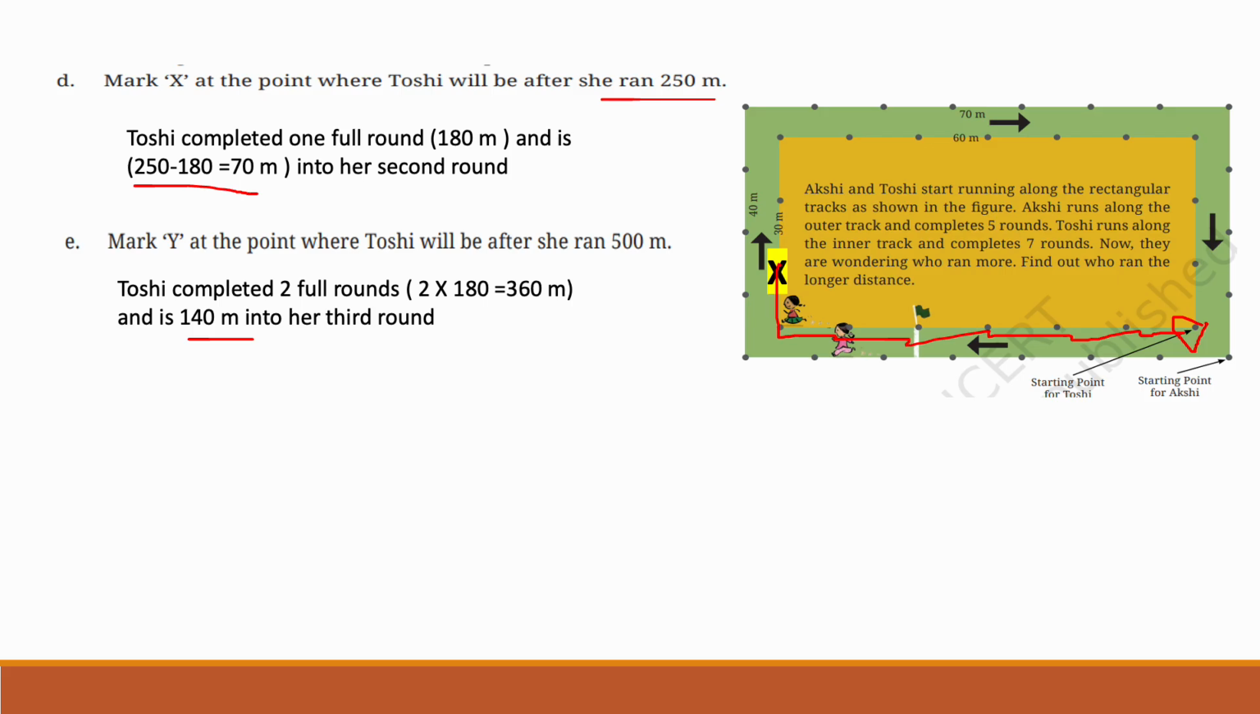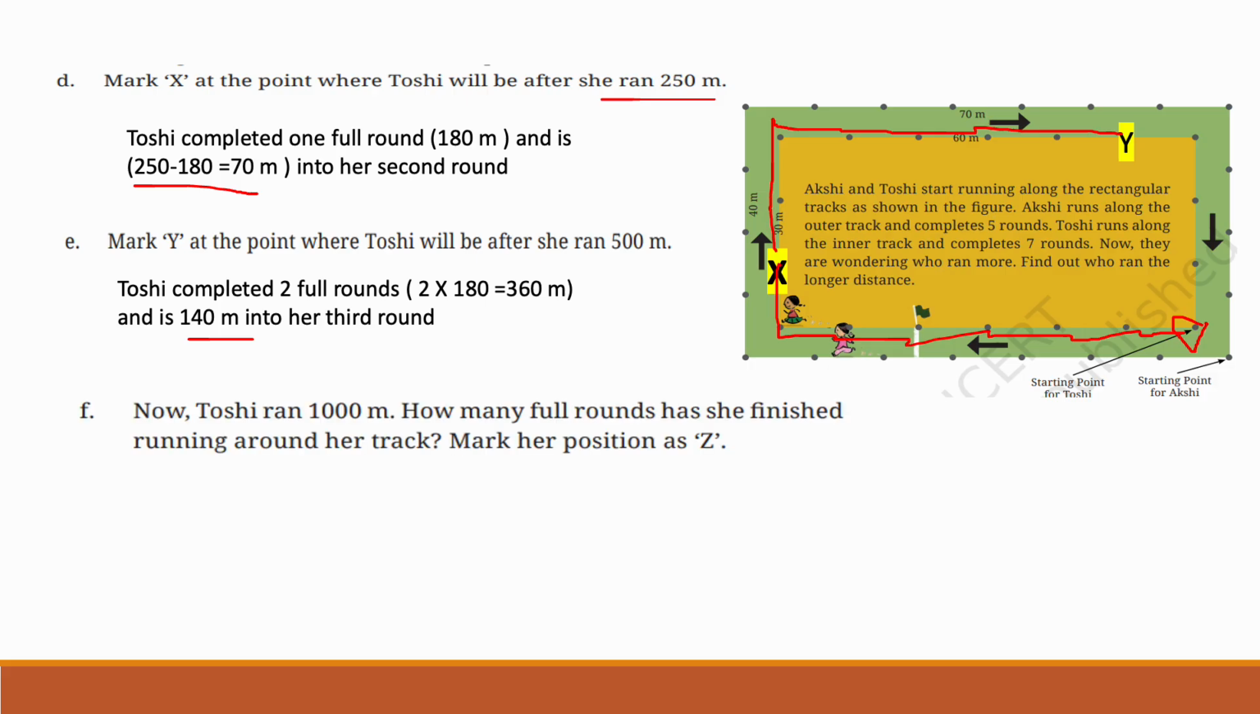Okay. So, where we should mark Y? See, from starting point up to X it is 70. Then next point it will be 80, then 90, 100, 110, 120, 130, 140. So, at this point we can mark Y.